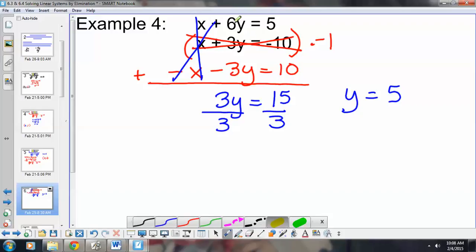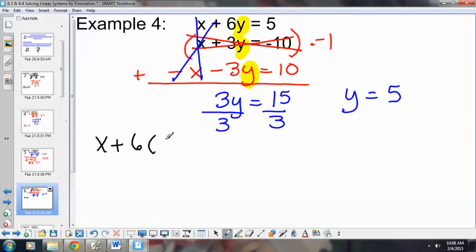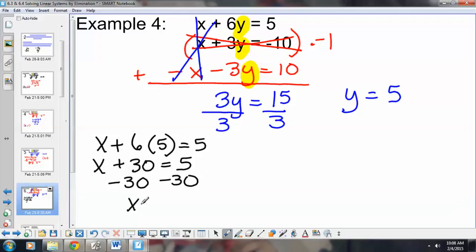At this point, we need to substitute back in, and we really have three choices. We could use one of the original two equations, or we could use that new third equation. It really doesn't matter. I'm going to pick the first equation. X plus 6 times 5 equals 5. 6 times 5 is 30. Subtract 30. X is equal to negative 25. So our solution is negative 25, comma, 5.